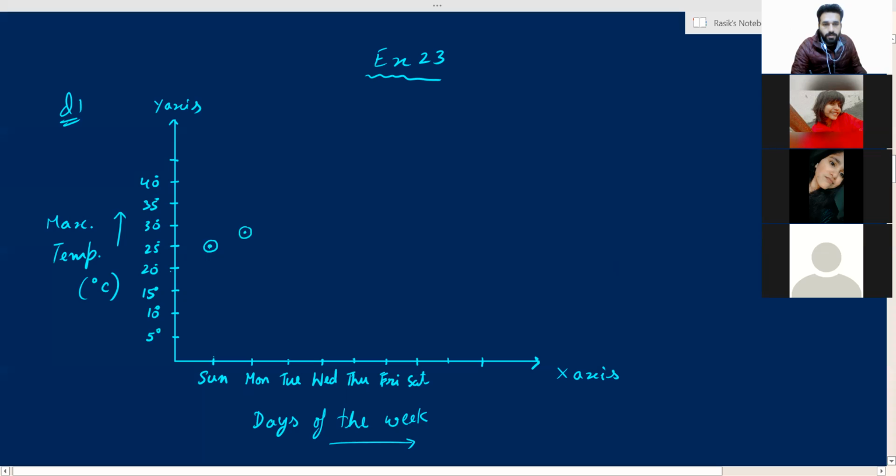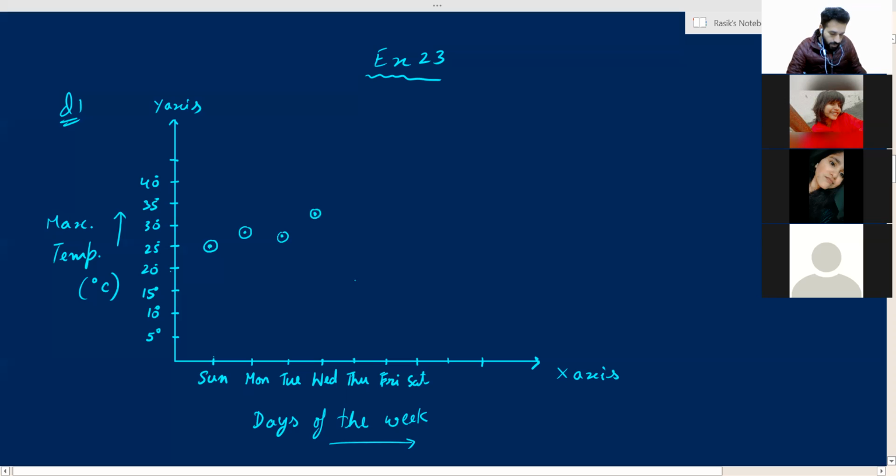Okay, similarly 26. A very small difference between 28 and 26, just a little below 28. 26 will be 4 lines above 25. I hope you all are getting it. Then for Wednesday, it is 32, just above 30. No, sorry, not the first line, 32 is 1, 2, 3, 4 lines above 30. Four small divisions above 30. So this one.